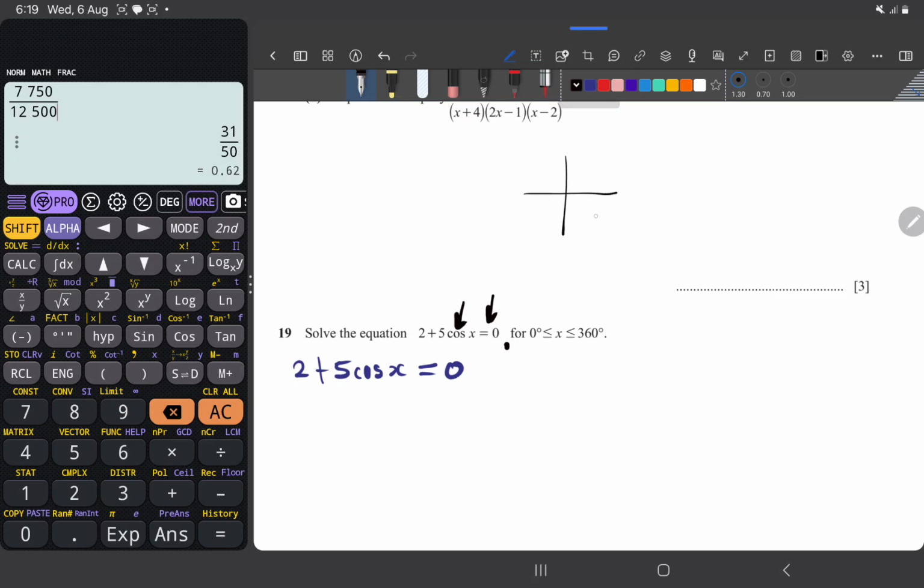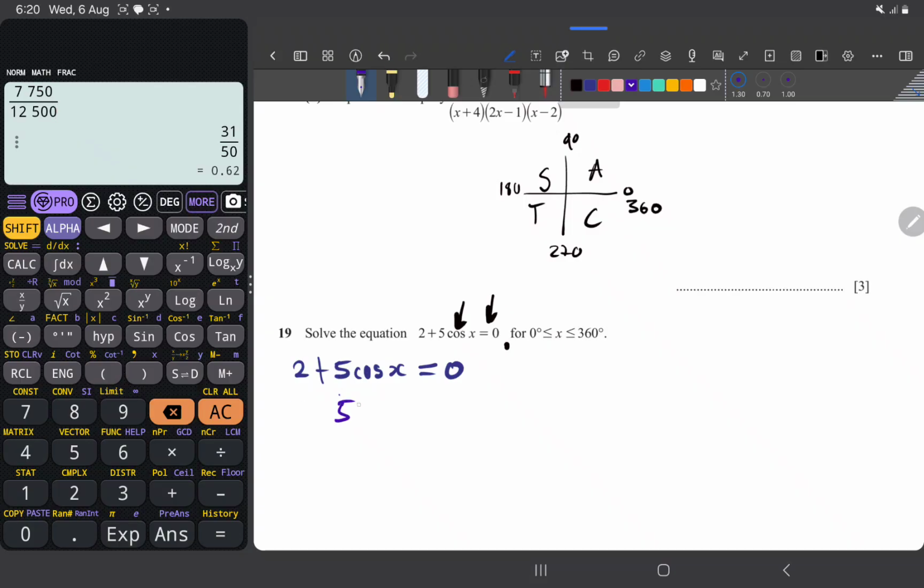So with your pencil somewhere, you're going to put cast, okay? And you're going to say 0, 90, 180, 270, and 360. Do not make a mistake on this one. Now let's solve. So I'm going to solve for x. I'll start with 2, obviously. Take 2 to the other side because it is far away from the cos x.